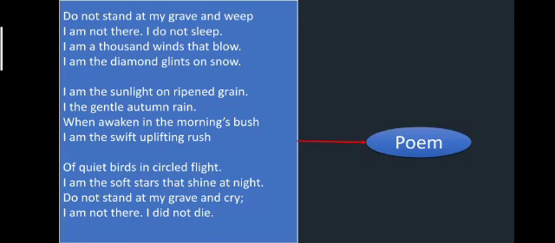Do not stand on my grave and weep. I am not there, I do not sleep. I am a thousand winds that blow, and the diamond glints on snow.